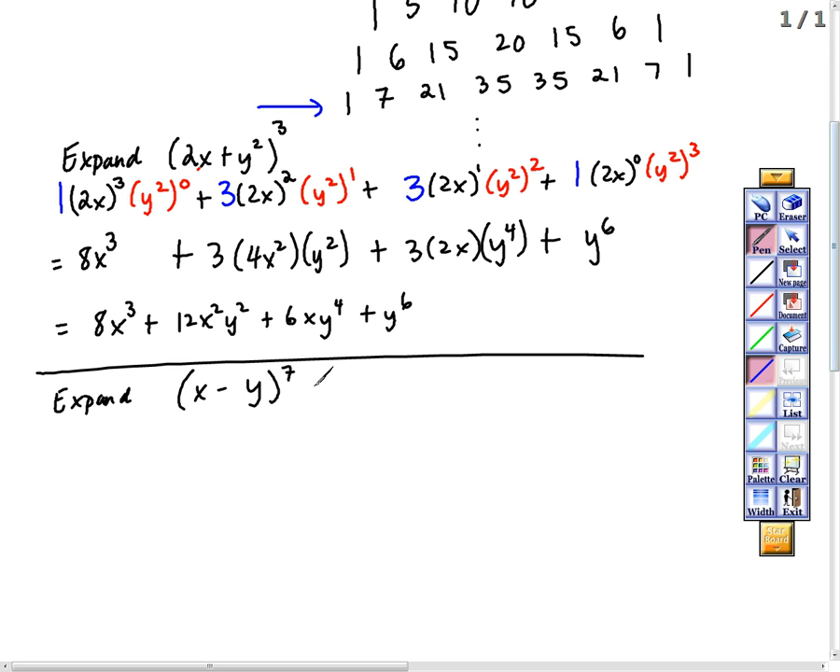Now I want you to think about this in terms of, this is like x plus negative y to the 7th. Because when you use Pascal's triangle, it's a plus b all to the n. There's a plus sign in the middle. So my first term is x, my second term is negative y. Okay, so I take x to the 7th, and then I have negative y to the 0.